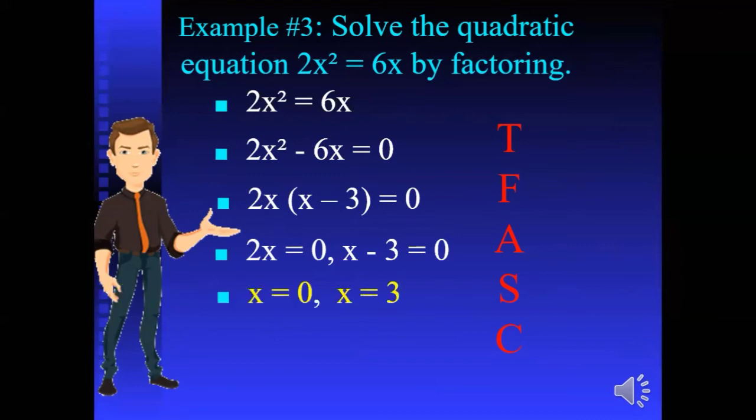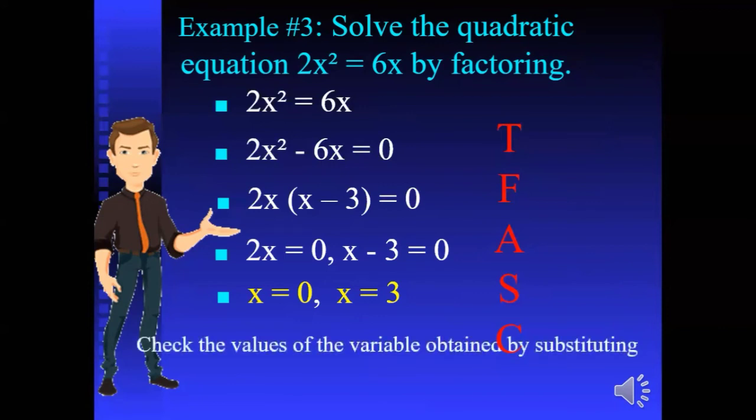Let us solve. So 2x equals 0, when we divide that by 2, we get x is equal to 0. And if x minus 3 equals 0, therefore we have x is equal to positive 3. And those are the solutions. So again, we need to check the values of the variable obtained by substituting each in the original equation.